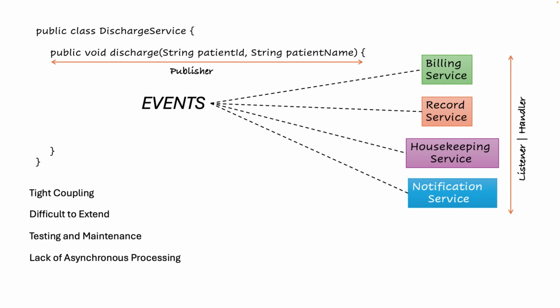So what we are doing here is, rather than invoking the services by tightly coupling them with my discharge service, I simply publish an event from the discharge service. Now whichever service wants to take that event and process it can simply listen to that event and execute its job. In this way we can design our application better using the Spring events mechanism to avoid the discussed problems like tight coupling, difficulty to extend, testing and maintenance, and lack of async processing.